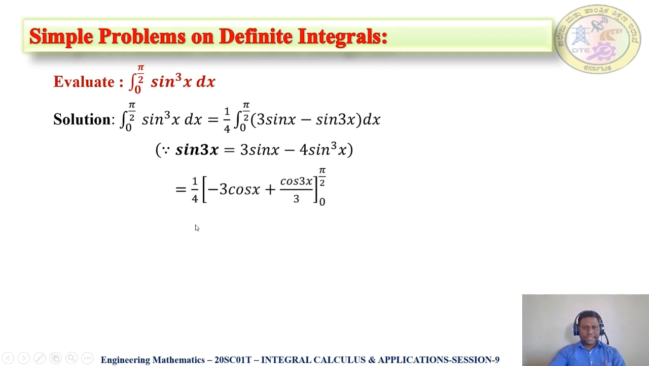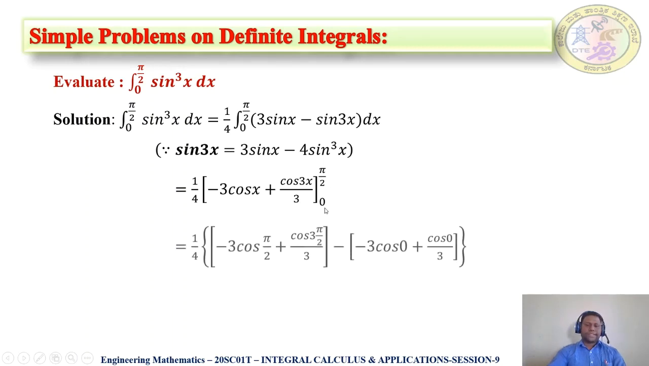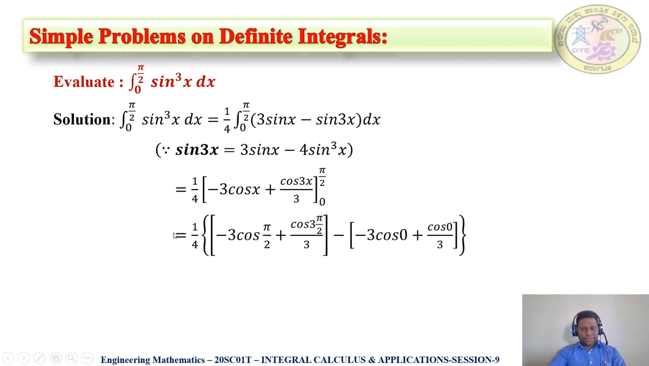1 by 4 remains as it is. Integration of sin x is minus cos x. Integration of sin 3x is minus cos 3x divided by 3. Since minus is there, it becomes plus cos 3x by 3, with upper limit pi by 2 and lower limit 0. Now substitute the values: 1 by 4 into minus 3 into cos of upper limit pi by 2 plus cos of 3 into pi by 2 divided by 3, minus of minus 3 into cos of lower limit 0 plus cos 0 divided by 3.